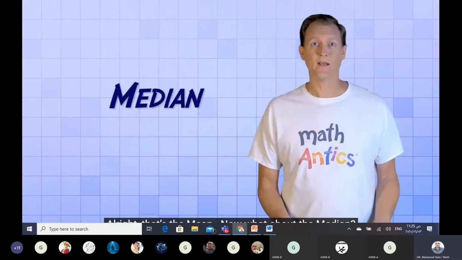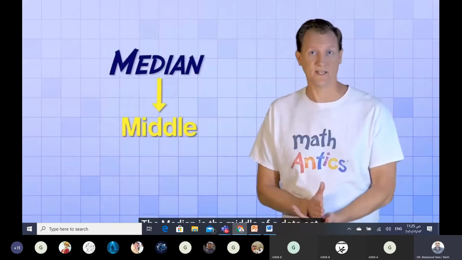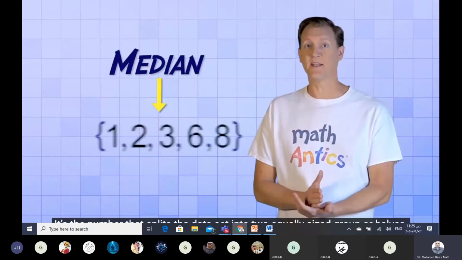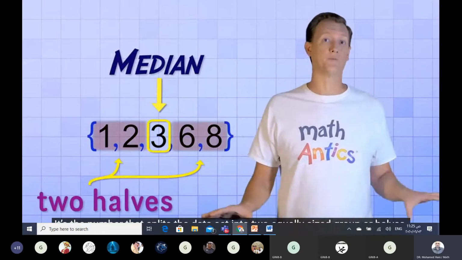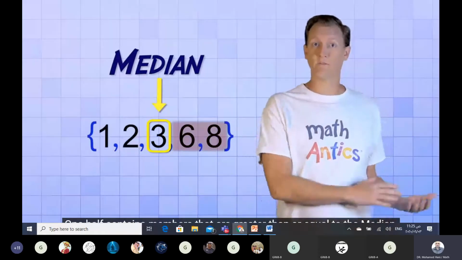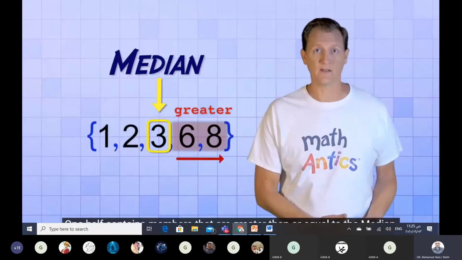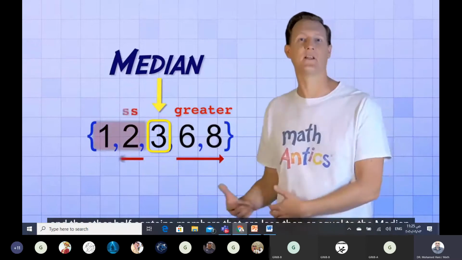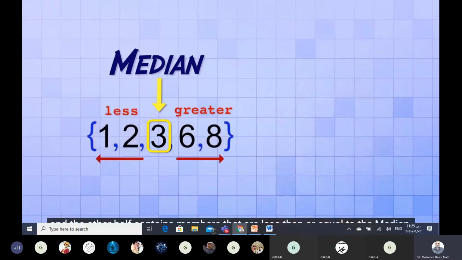All right, that's the mean. Now what about the median? The median is the middle of a data set. It's the number that splits the data set into two equally sized groups or halves. One half contains members that are greater than or equal to the median, and the other half contains members that are less than or equal to the median.